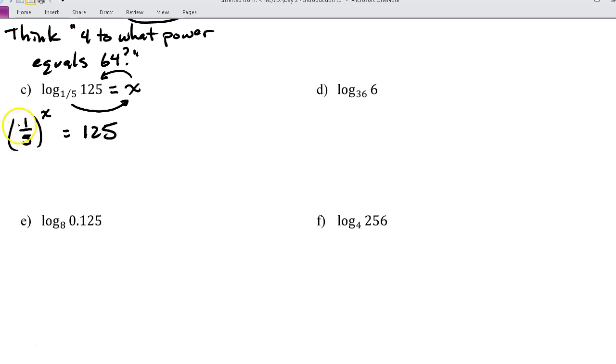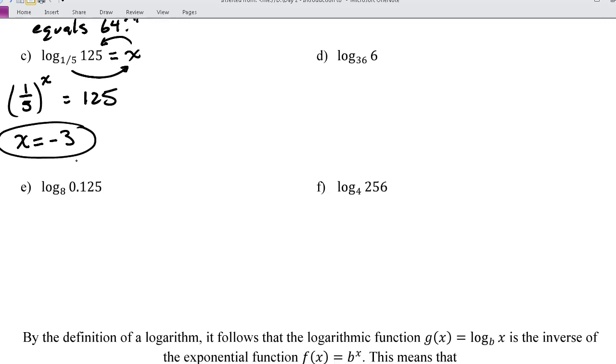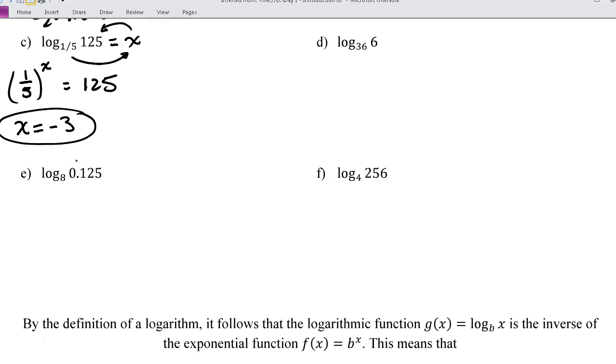In order to get 125 from 1/5, I'm going to have to change this exponent to something that's negative. So if it was 1/5 to the third, it would be 1 over 125. So if I change x to negative 3, then we take the reciprocal. Remember, negative exponents give you a reciprocal, and x is going to be negative 3. Alright, if you have questions about negative exponents, make sure that you ask me.